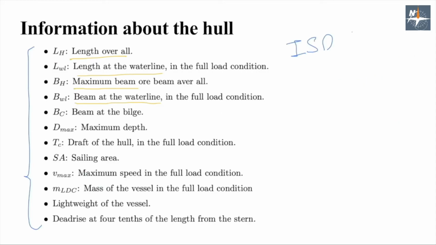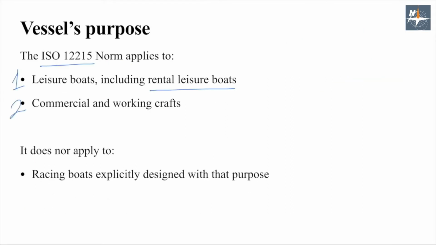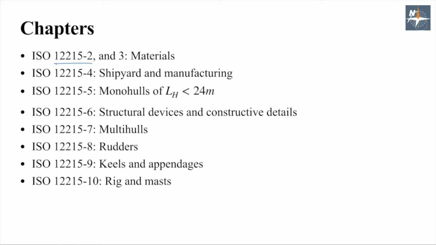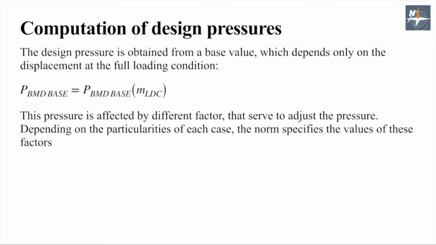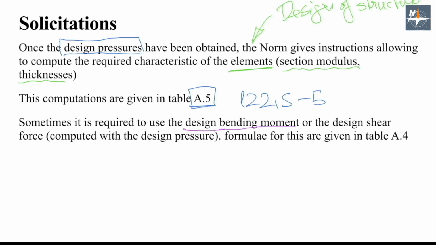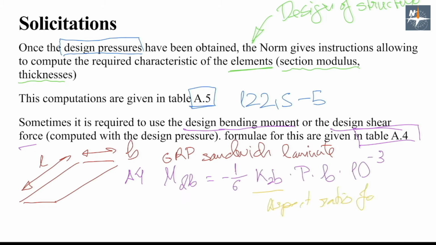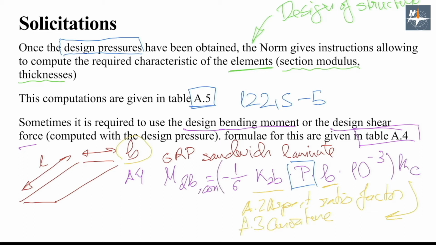We have also studied the prerequisites that are needed in order to compute the Scantling according to the ISO 12215 norm, which include information about the hull, the purpose of the craft, the design category or the type of hull. Maybe the most important part of our theoretical introduction is the explanations about the norm. In this chapter, we have explained the process followed to obtain the design pressures, which are used to determine the design shear force and the bending moments.